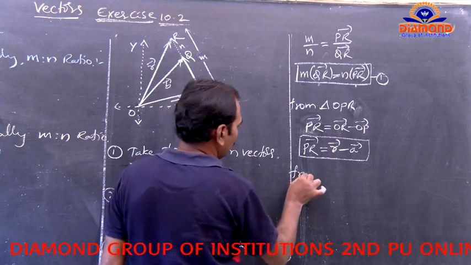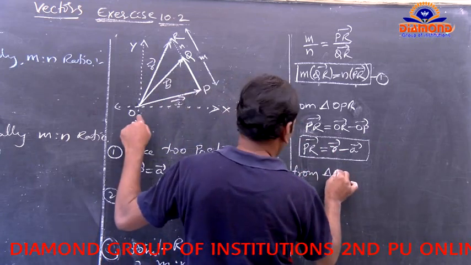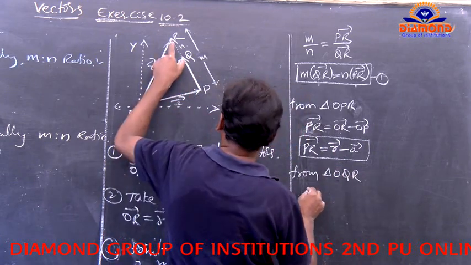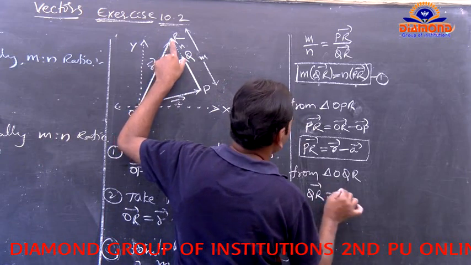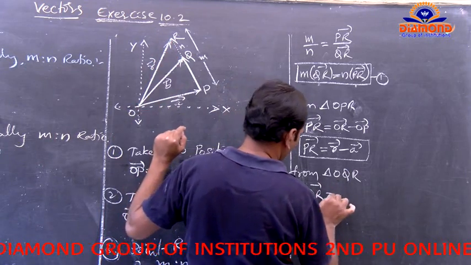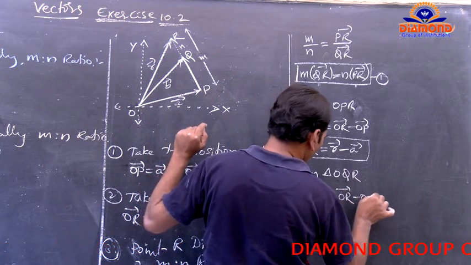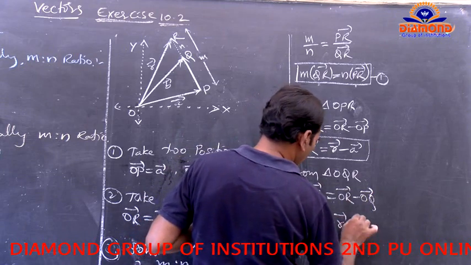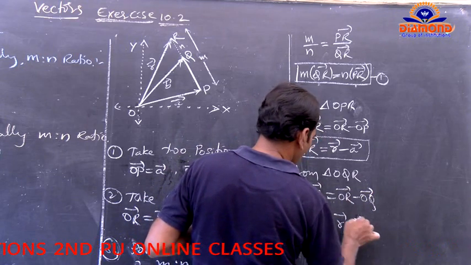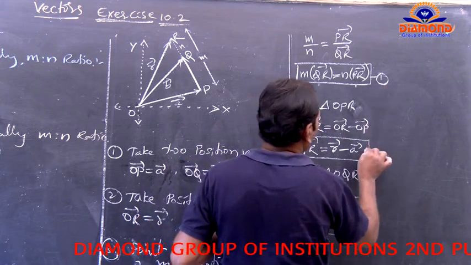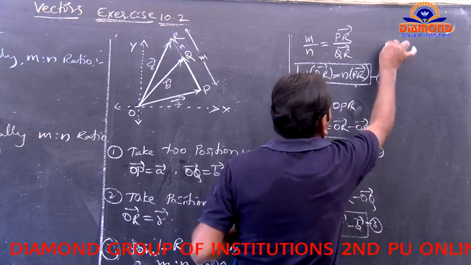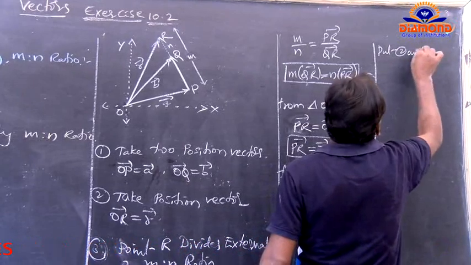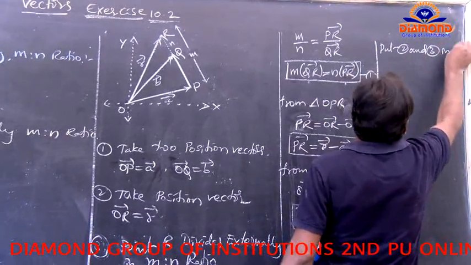Next, from triangle OQR, QR vector equal to OR vector minus OQ vector. QR vector equal to R vector minus A vector. Sorry, B vector. So this is 1, this is 2, this is 3. Put 2 and 3 in 1.